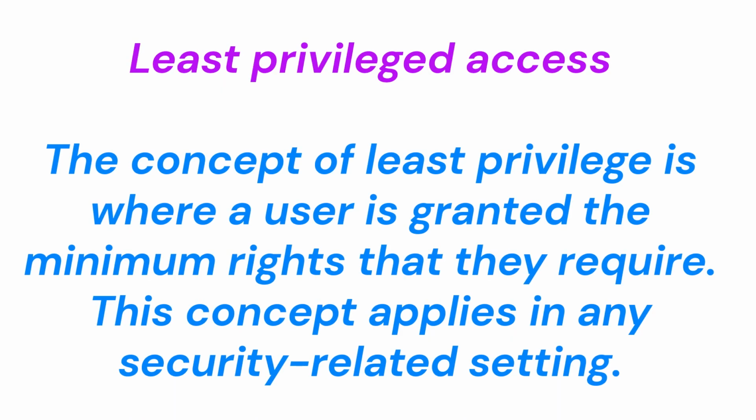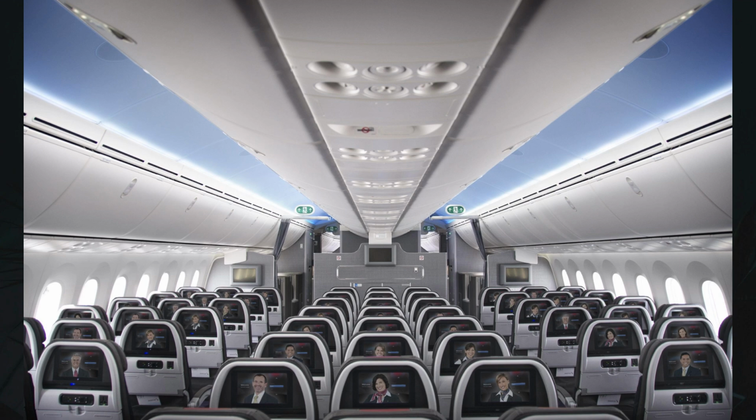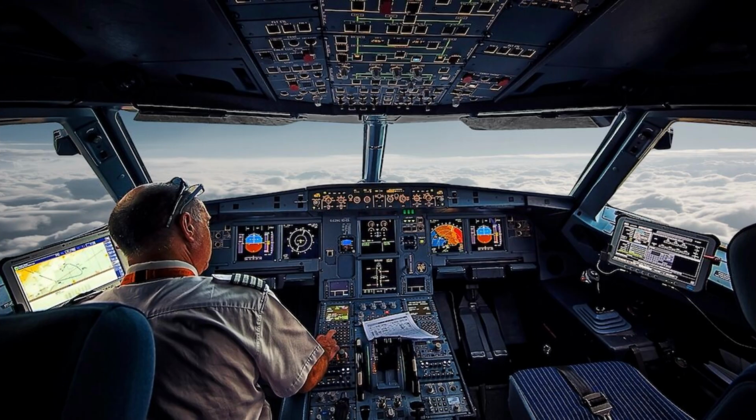Least privileged access. The concept of least privilege is where a user is granted the minimum rights that they require. This concept applies in any security-related setting. For example, when you board an airplane, you have access to the main cabin area to get to your seat, but no passenger is allowed into the cockpit. Also, if you're traveling with a coach class ticket, you only have access to that section. To improve security, each person can only access the areas they need to.